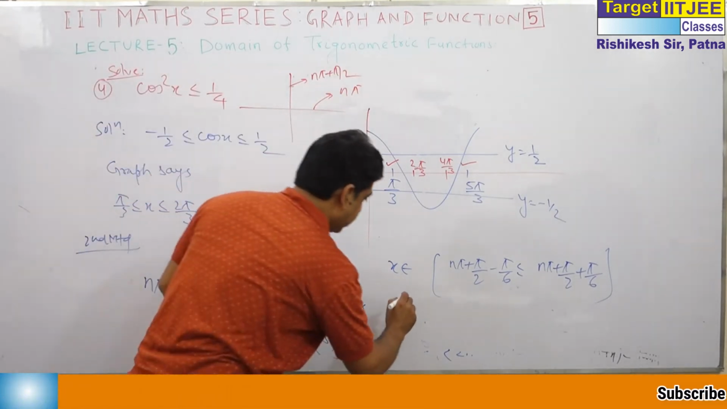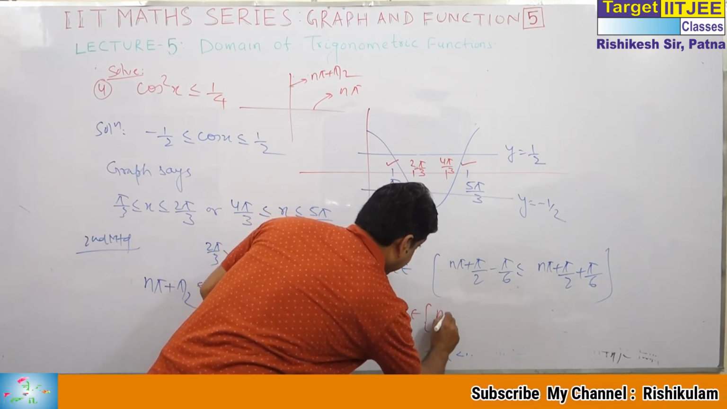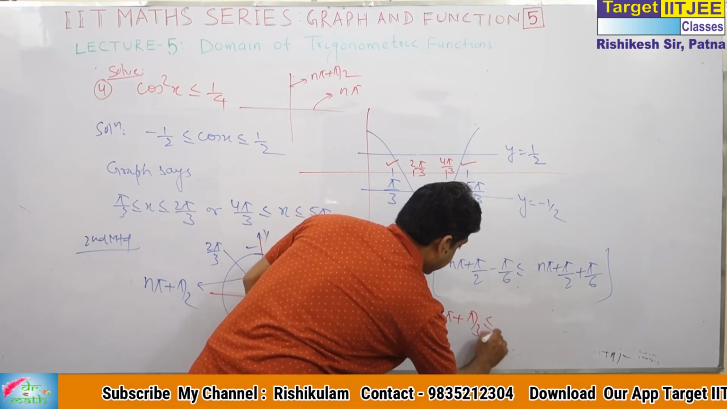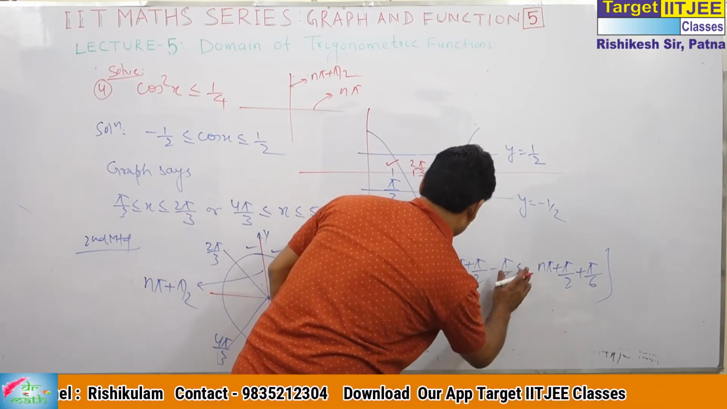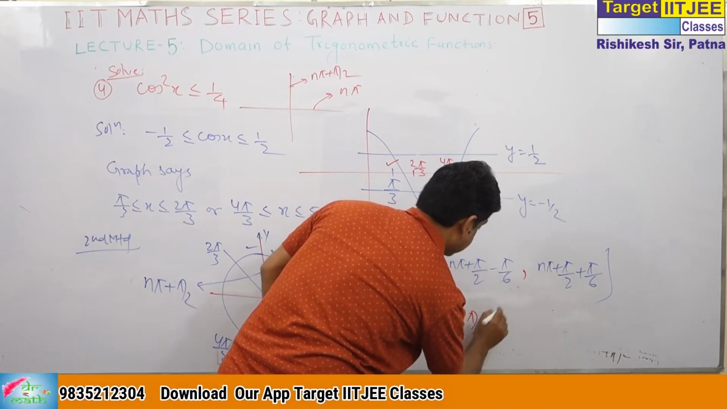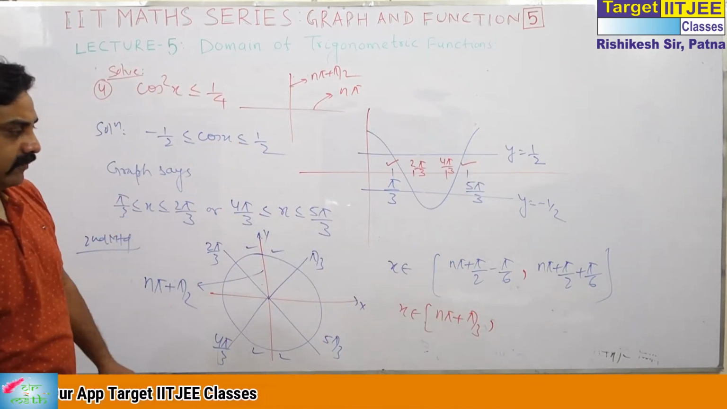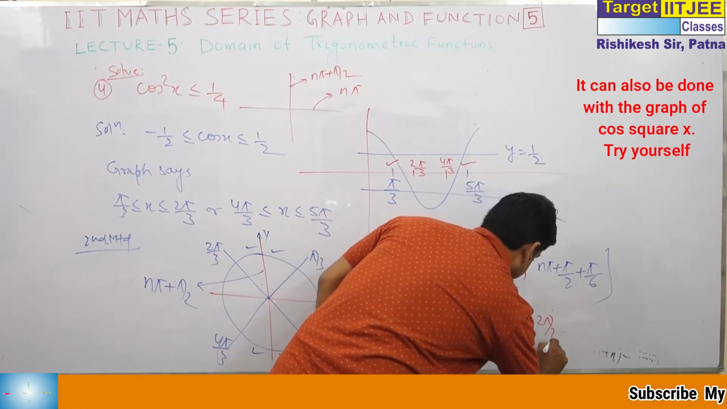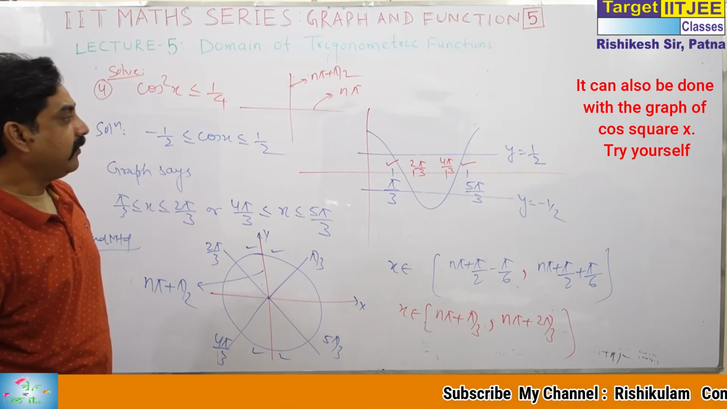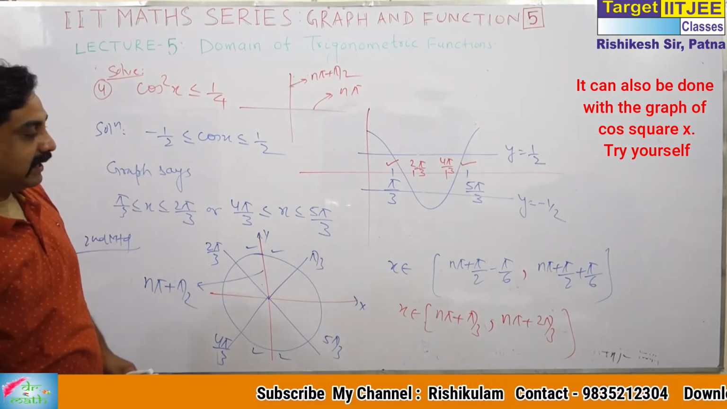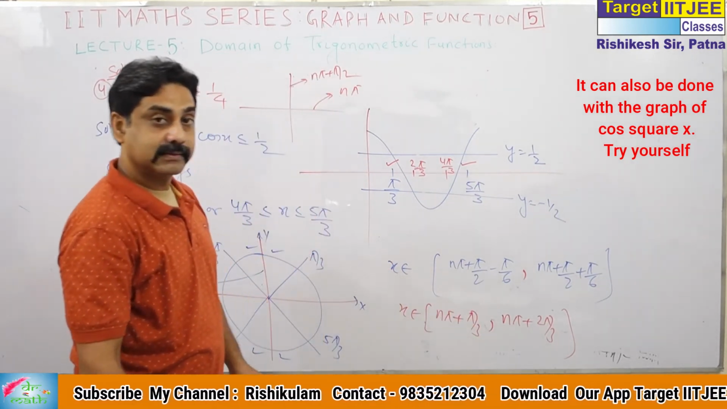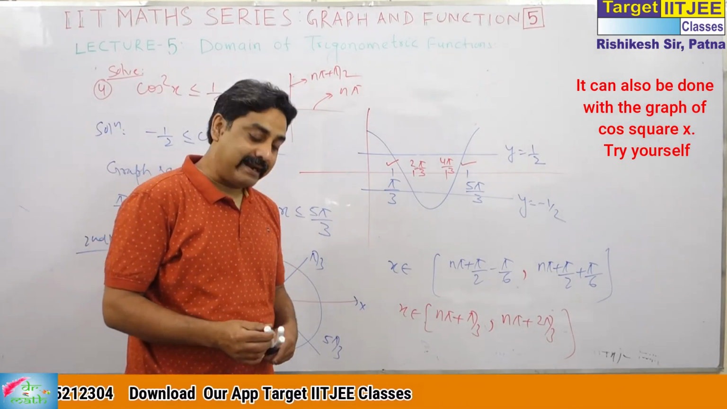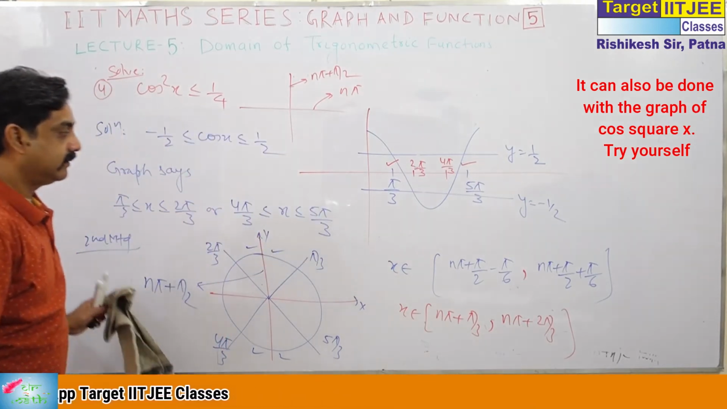Now you can write it as n pi plus pi by 3 to n pi plus 2 pi by 3. If you know that the period of cos square x is pi, this will be the answer. So we can write trigonometric inequalities in different ways. That is the main point.